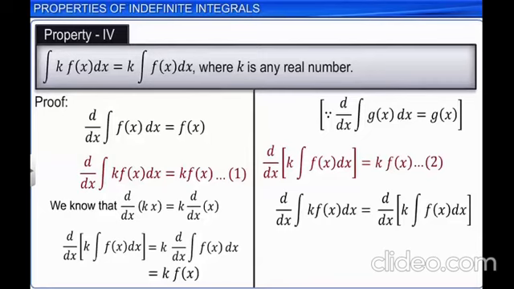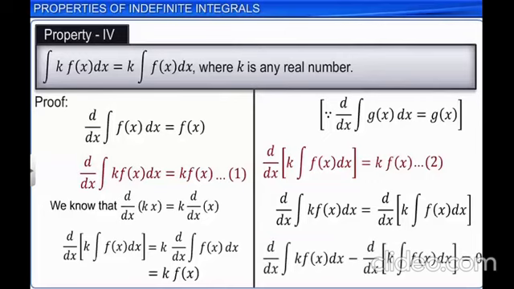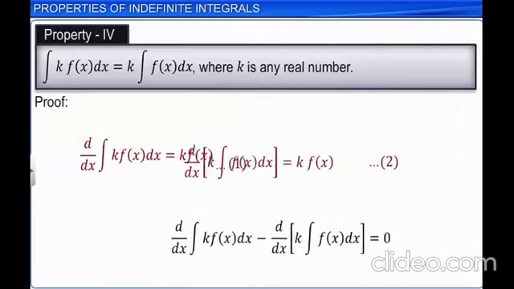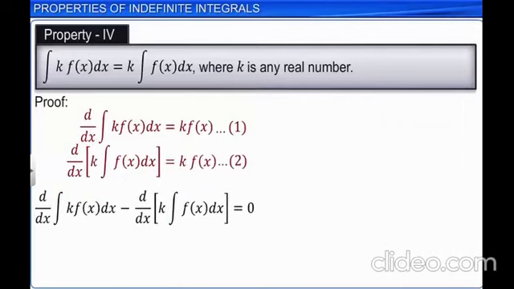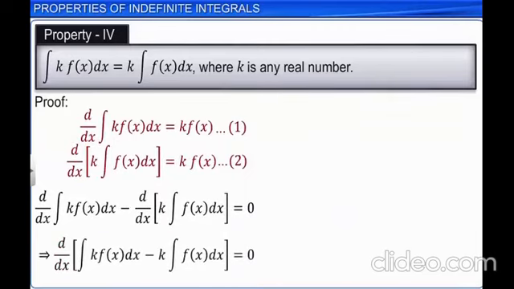On transposing the terms on the right-hand side to the left-hand side, we get d by dx of integral of k into f of x dx minus d by dx of k into integral of f of x into dx is equal to 0. This can be written as d by dx of integral k into f of x dx minus k into integral of f of x into dx is equal to 0.